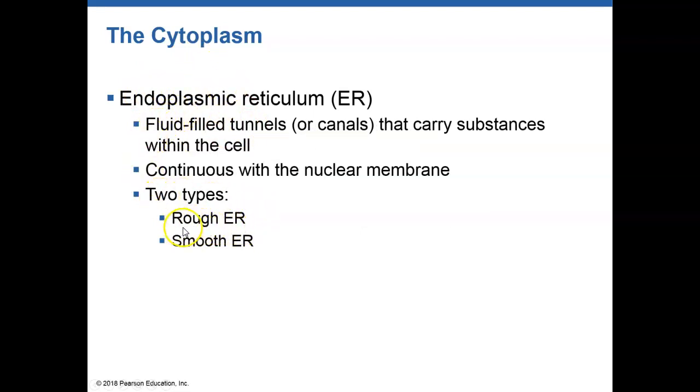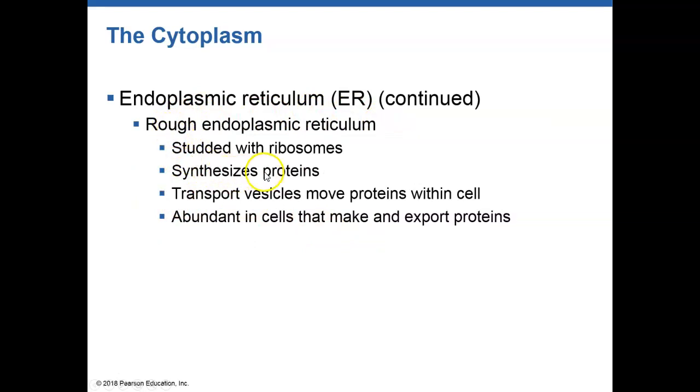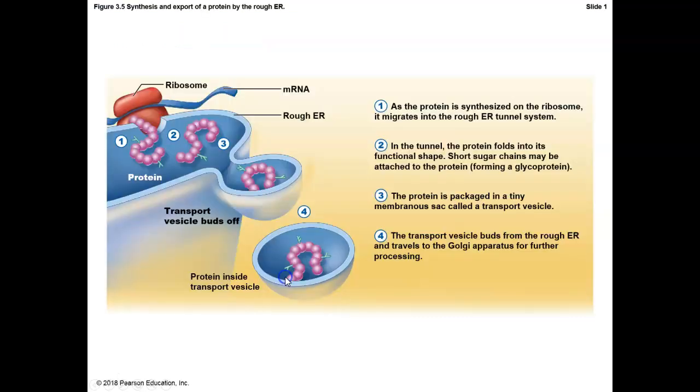So then we have endoplasmic reticulum. Endoplasmic reticulum has two types. There's rough and smooth. Rough contains ribosomes, smooth does not. So the rough endoplasmic reticulum functions in helping in synthesizing proteins and then transporting those proteins to the Golgi apparatus. And so here you see a ribosome producing protein on the rough endoplasmic reticulum.